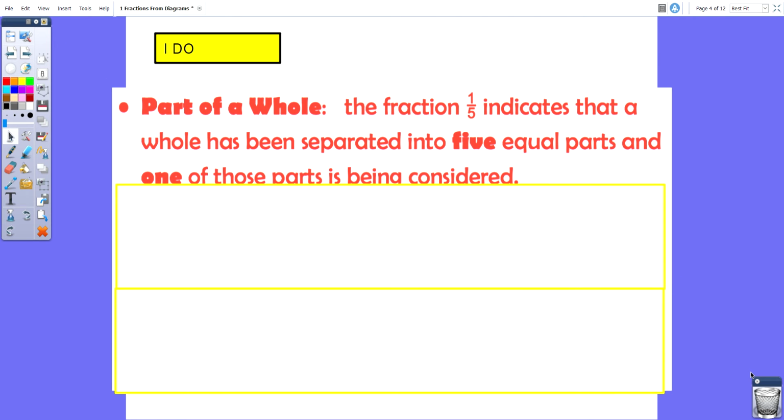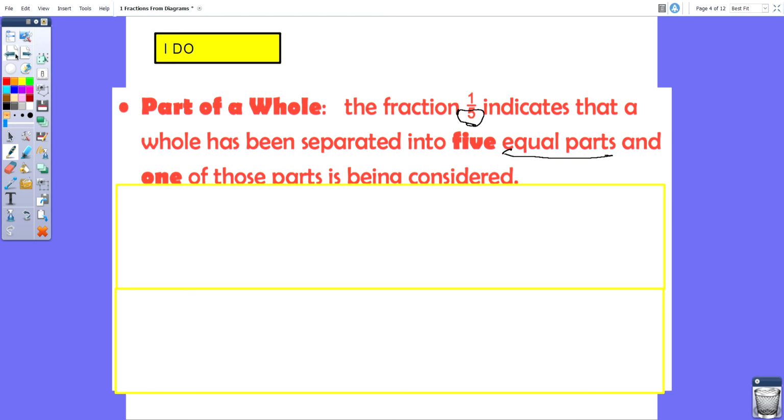So a fraction can be considered part of a whole. The fraction 1/5 indicates that a whole has been separated into 5 equal parts and one of those parts is being considered. So this bottom number here, which we call the denominator, is how many parts it is split into, so 5 equal parts. And this top number here is the part that we are considering out of those 5 equal parts. Now the key word here is that the denominator is equal parts.